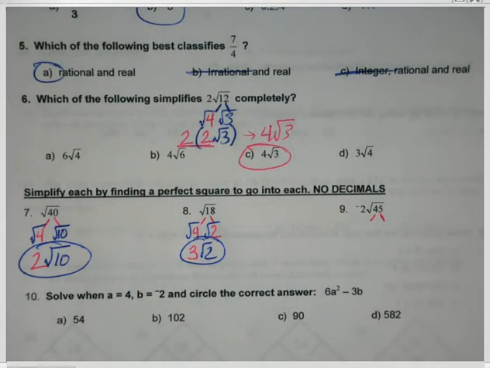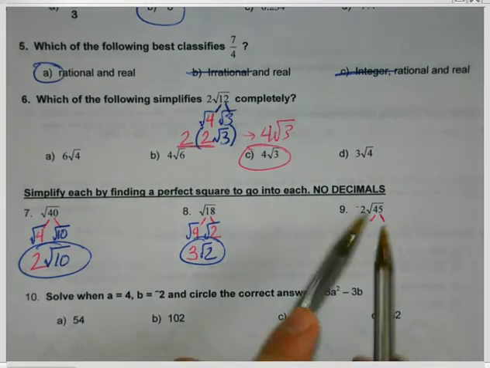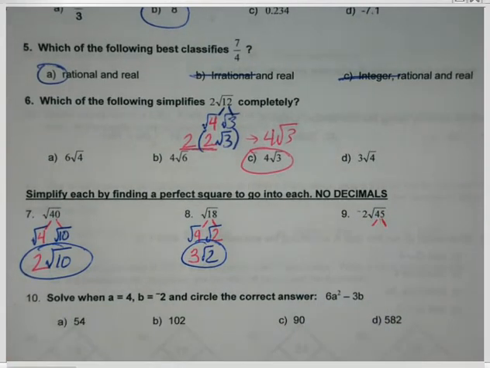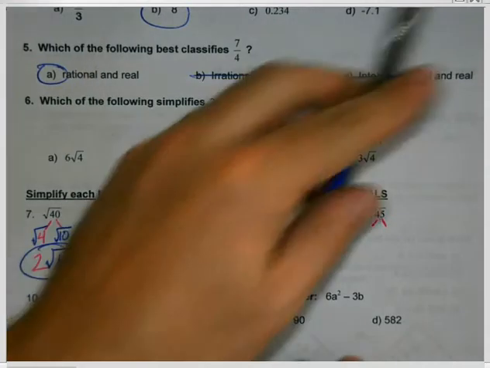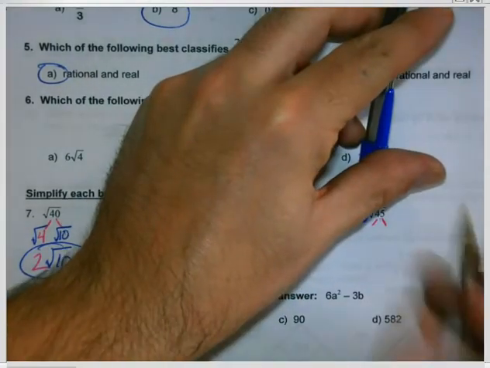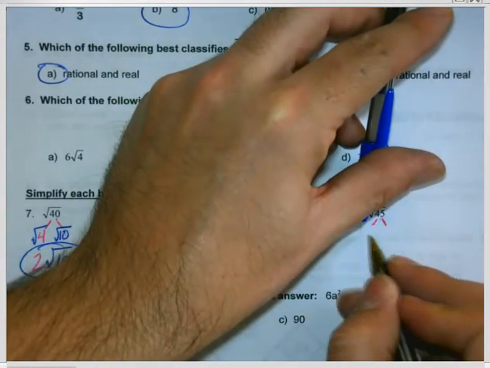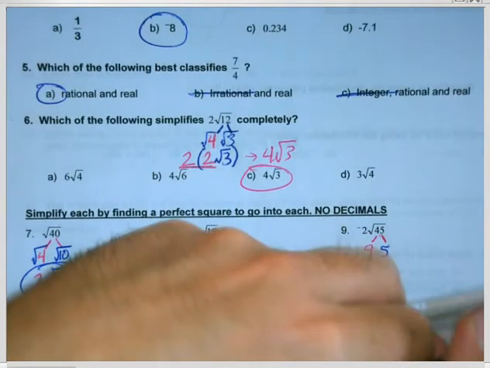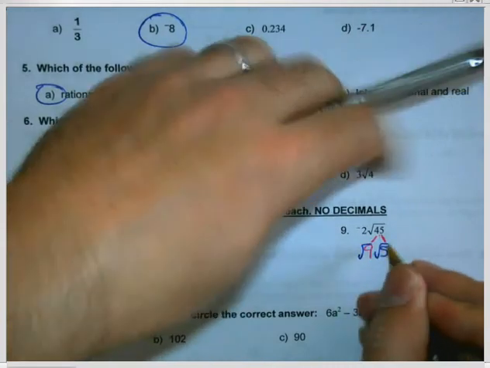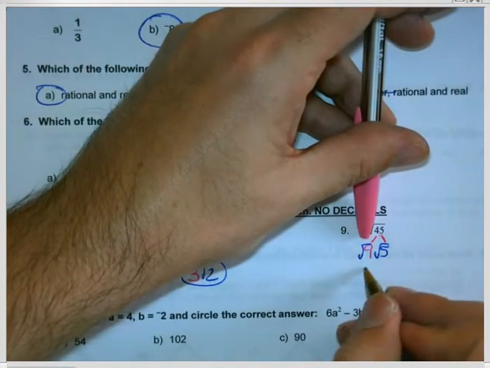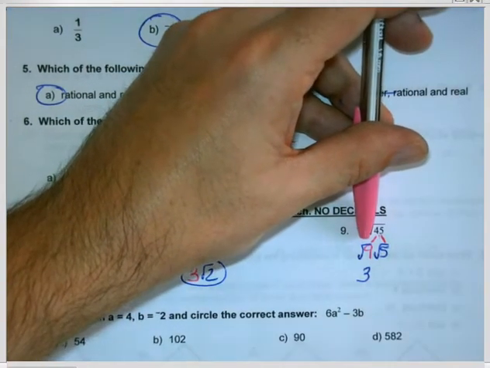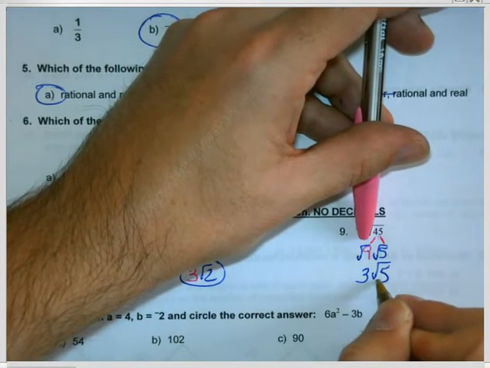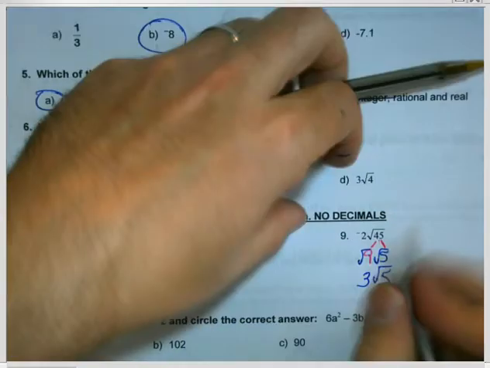Only break down the radicals. 45, talk to me. Okay, we're going to ignore this for a minute. Okay, 9 and 5. We're ignoring that negative out there for just a moment. Okay, right, square root of 9 is 3. Square root of 5, but that negative 2 is lurking out there.